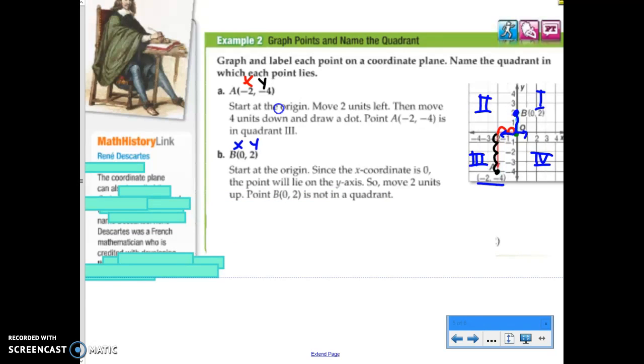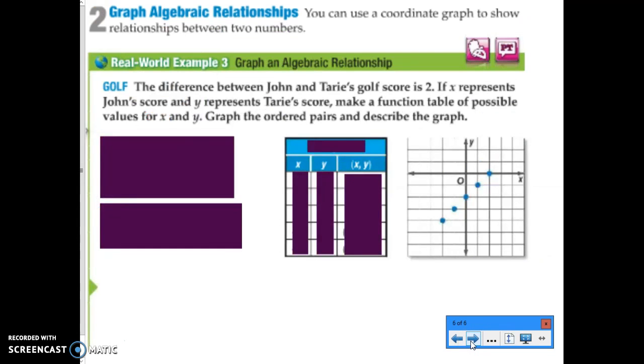Because that point is right on that y-axis, it neither falls in quadrant 1 or quadrant 2, so you know that point B is not in a quadrant. Okay, let's take a look.